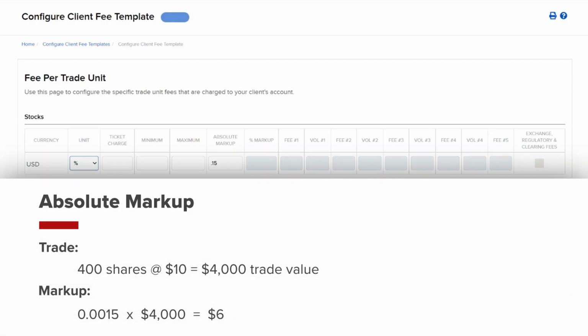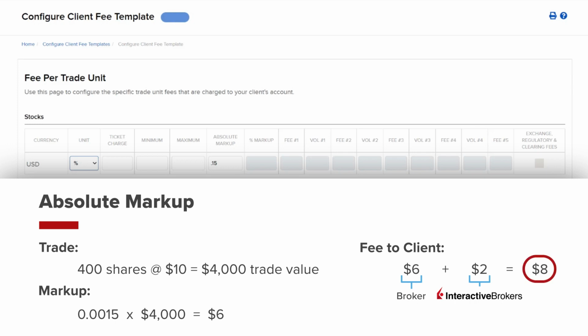Say the client placed a trade for 400 shares at $10 per share, so that the trade value is $4,000. The markup would be calculated as 0.0015 times $4,000 equals $6. Therefore, the client would be charged $8, equal to $6 for the broker markup, plus $2 for IBKR commissions.